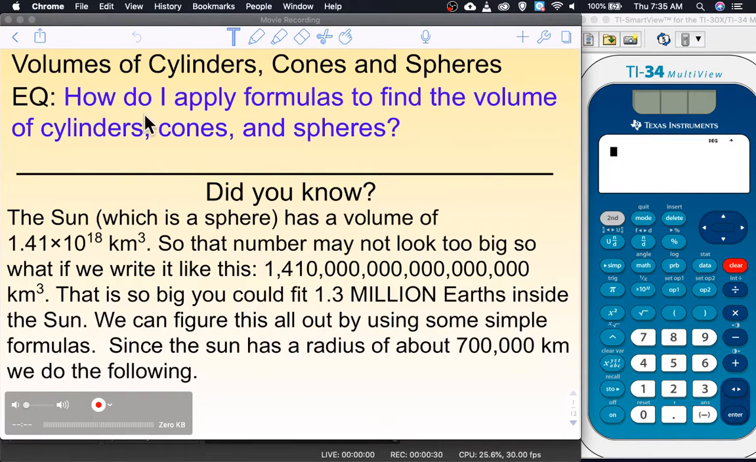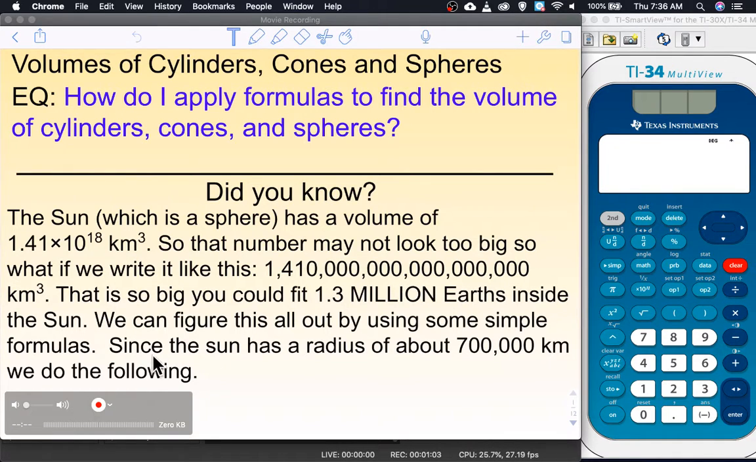This 100 question says, how do I apply formulas to find the volume of cylinders, cones, and spheres? Did you know the sun, which is a sphere, has a volume of 1.41 times 10 to the 18th kilometers cubed? Okay, so that number may not look so big if we write it like that, but what if we wrote it out in standard form? That's quite a bit bigger. It's actually so big you could fit 1.3 million Earths inside of it. And we can figure all this out by doing some simple formulas.